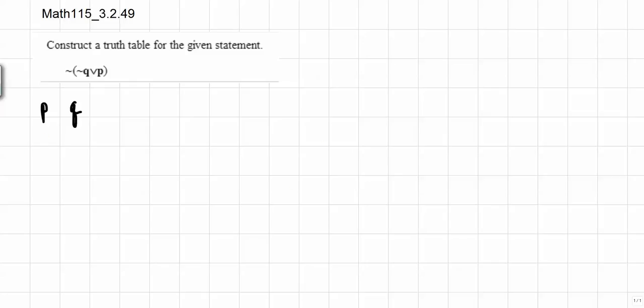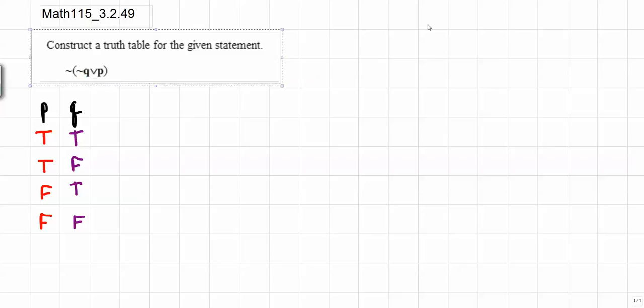So we can assume that P will be true, and if P is true, then we can state that Q might be true also. We can also state that P would be true and then Q would be false. And then we can state that P would be false and then Q would be true. And once again, we could state that P is false and we would state that Q is also false.